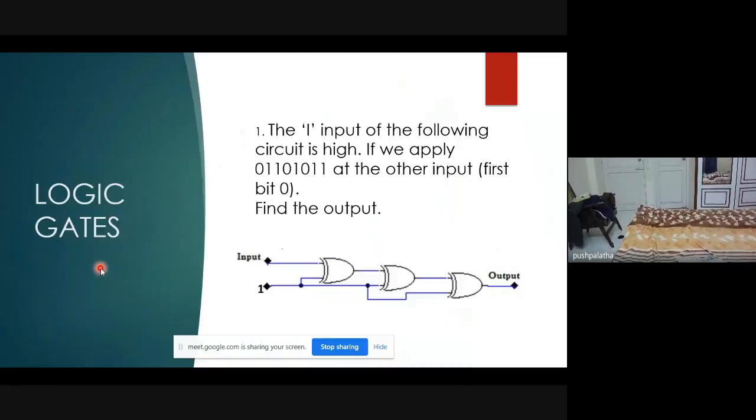The question is that one input is high, and the other input is given a series of 8 bits. Consider the first bit as 0. If I consider the first bit as 0, the inputs are different. When the inputs are different, the output of the first XOR gate is 1. So for this bit it is 1.